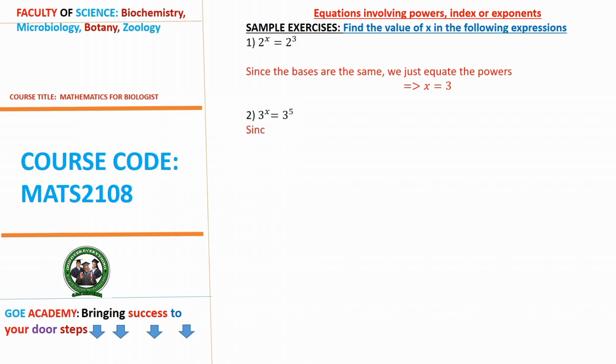Second example, if we have 3 raised to the power x equals 3 raised to the power 5, observe and see that the bases are the same, and since they are the same, we just equate the powers, so our value of x is simply equal to 5. So you see the examples, they are pretty simple, right?